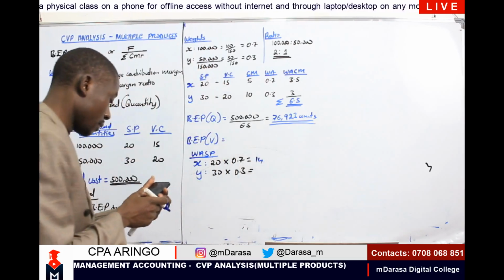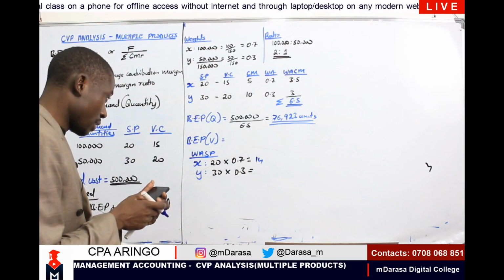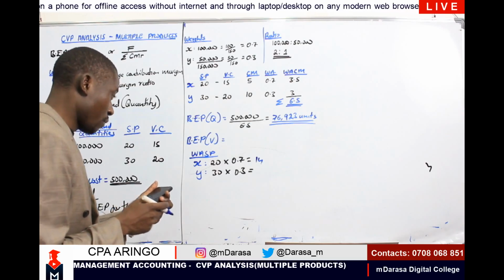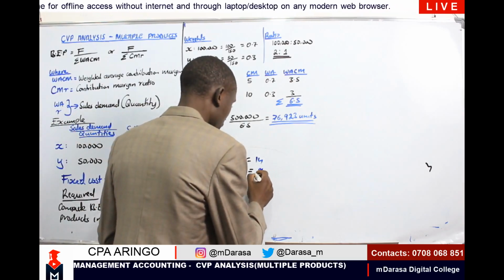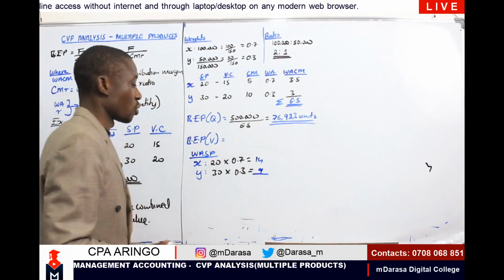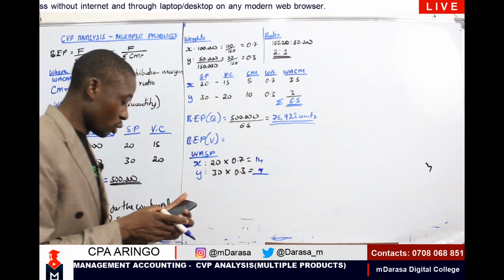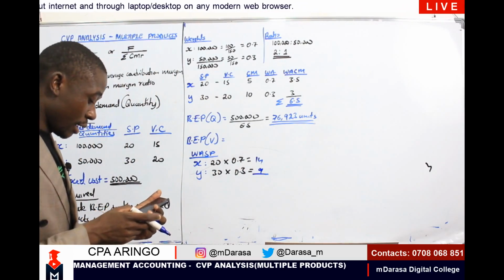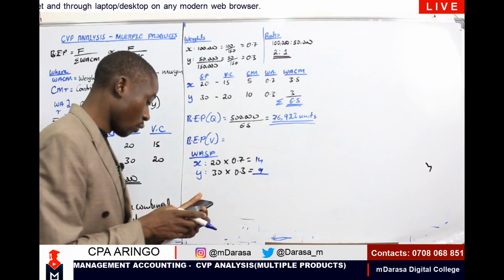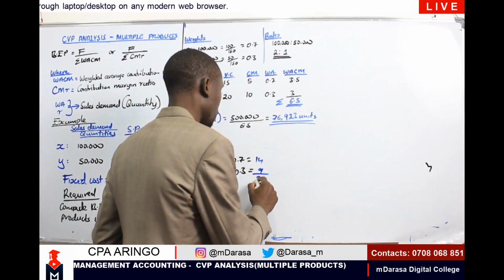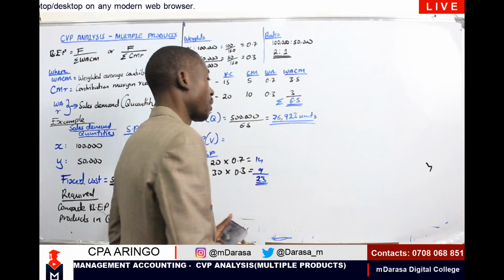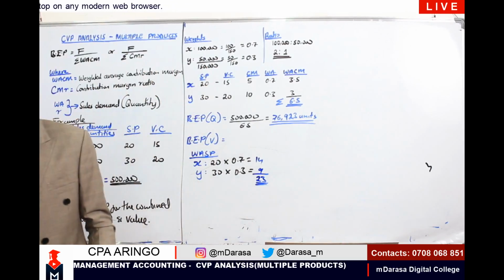Whereas 30 by 0.3, that should give us a figure of 9. Sum them together because you're talking about the summation. So talk of 9 plus 14, of course that should give us how much? 23. So that is a weighted average for selling price per unit.